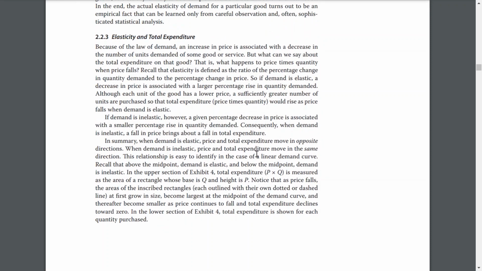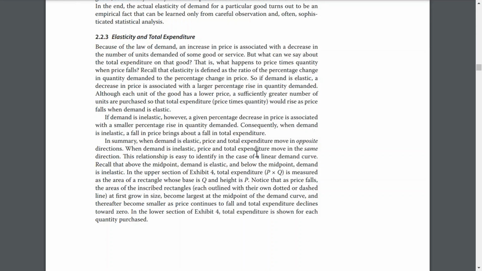Recall the elasticity is defined as the ratio of the percentage change in quantity demanded to the percentage change in price. So if demand is elastic, a decrease in price is associated with a large percentage rise in quantity demanded. Although each unit of the good has a lower price, a sufficiently greater number of units are purchased so that total expenditure, price times quantity, will rise as price falls when demand is elastic. If demand is inelastic, however, a given percentage decrease in price is associated with a smaller percentage rise in quantity demanded. Consequently, when demand is inelastic, a fall in price brings about a fall in total expenditure.